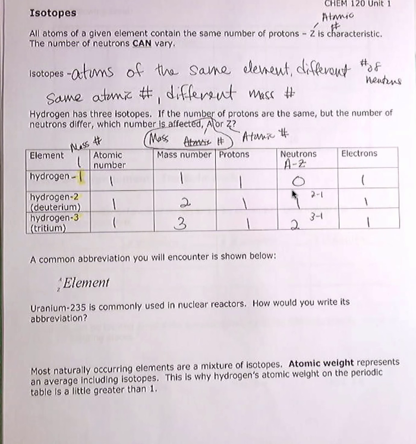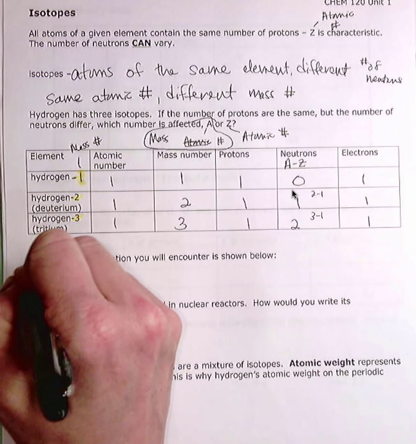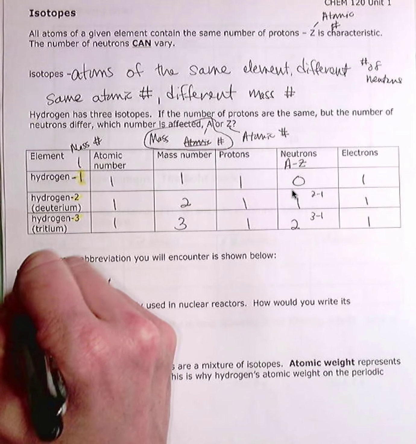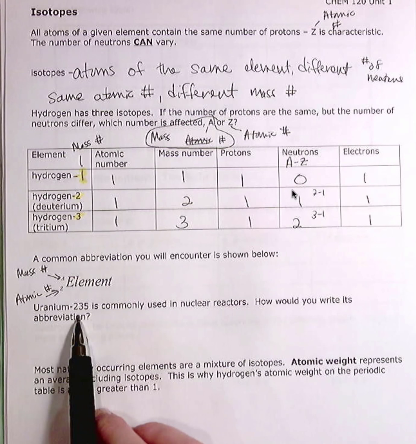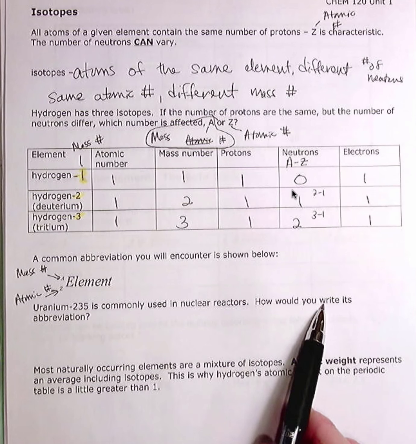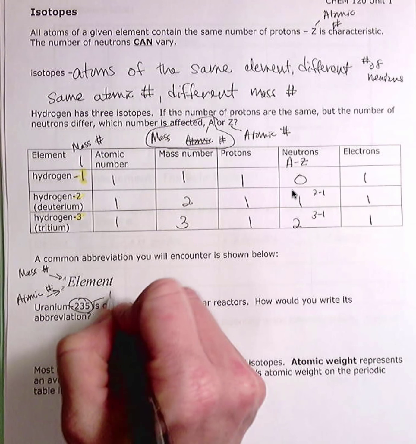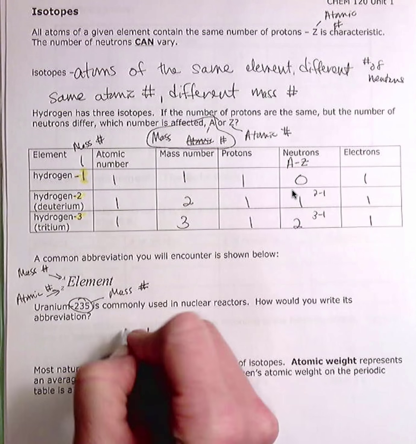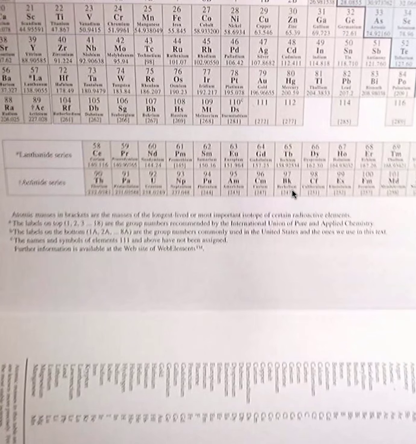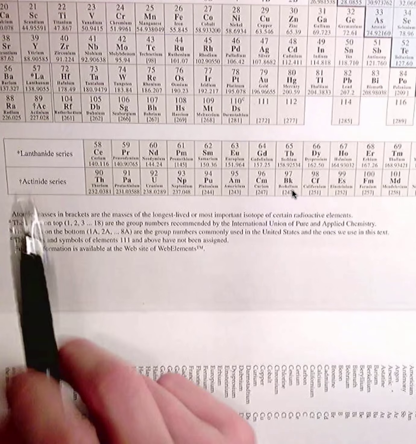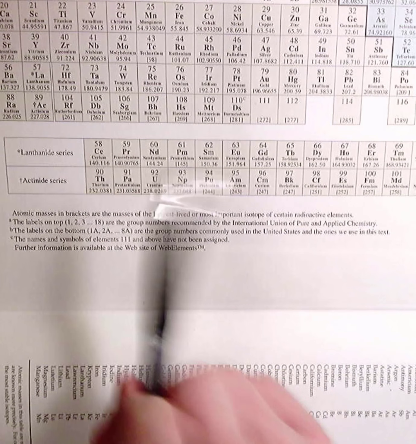A common abbreviation you will encounter is shown below. So you have the element abbreviation, and then you're going to have the mass number here and the atomic number here. We use this a lot with nuclear chemistry, which is coming up. So uranium-235 is commonly used in nuclear reactors. How would you write its abbreviation? Okay, so remember, this is the mass number. Okay, so write it like that. Now I have to look up the atomic number of uranium. And uranium is way down here. So it's 92.